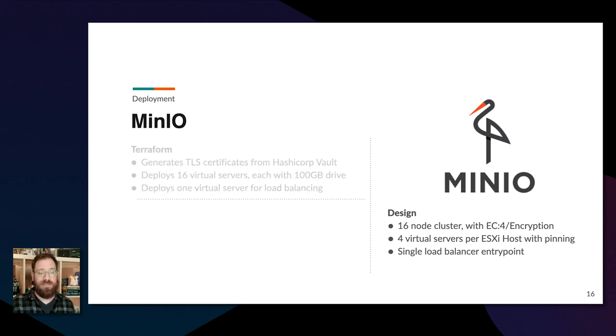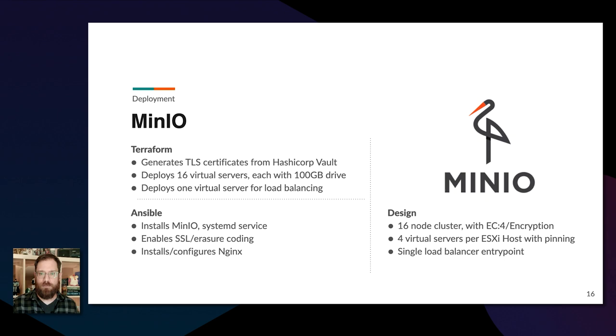So let's look at Terraform. Terraform will generate TLS certs for all 16 nodes with our HashiCorp Vault instance. It then deploys those 16 virtual servers from template, but customizes it, adding on a 100 gig data drive and setting up the host pinning. And then lastly, Terraform will deploy one additional virtual server for load balancing. Terraform hands off to Ansible.